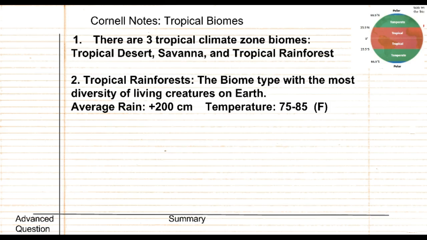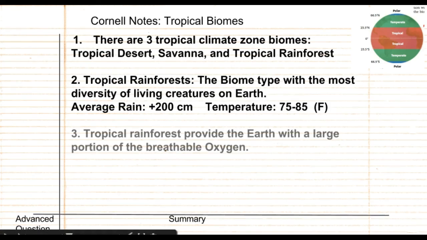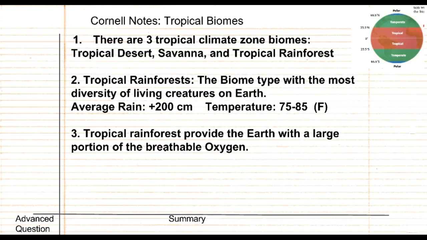All right, moving on to 3. Tropical rainforests, as I just said when I showed you the pictures, provide the Earth with a large portion of the breathable oxygen. So we have to really take care of that biome. We have to take care of all of the biomes, but that one in particular is very important to all of us, even if we don't live in the rainforest. All right, when you're done with that, think of a question for 3. And let's move on to the last one.